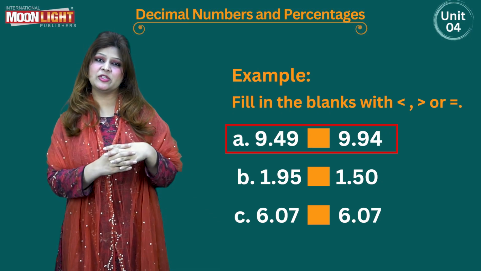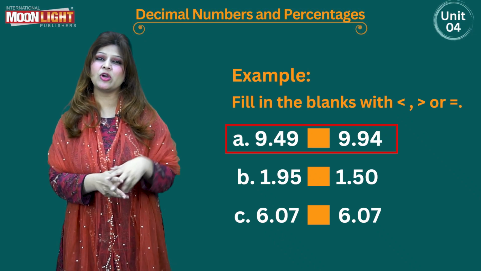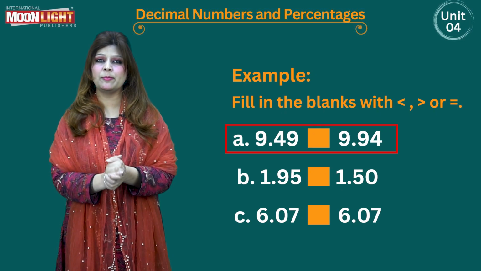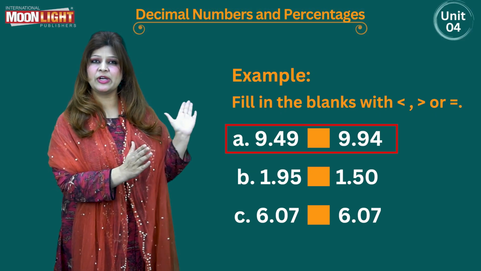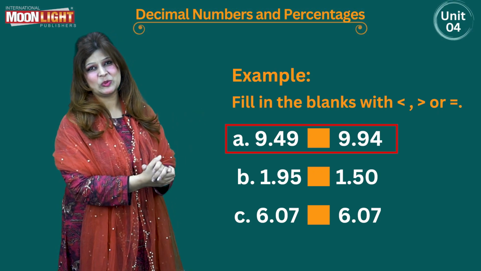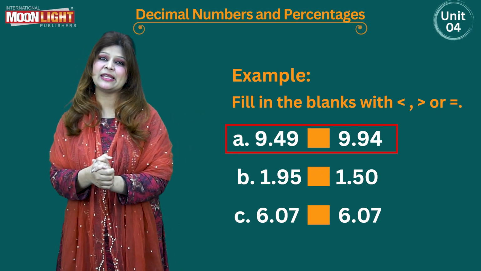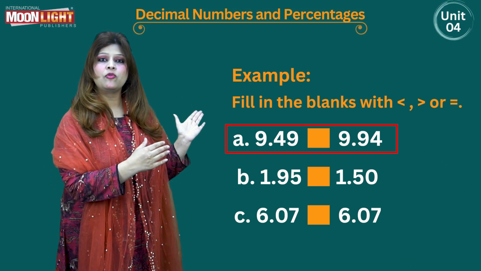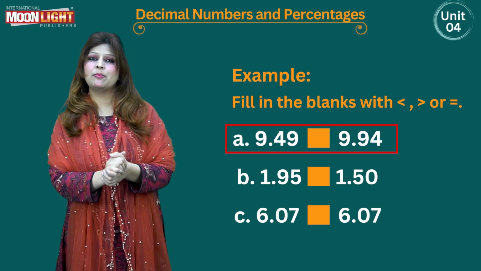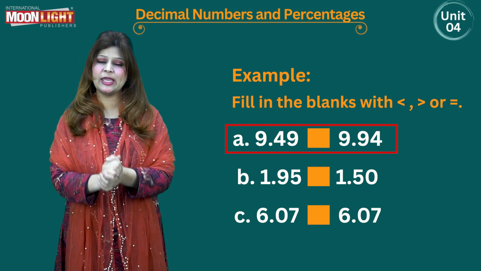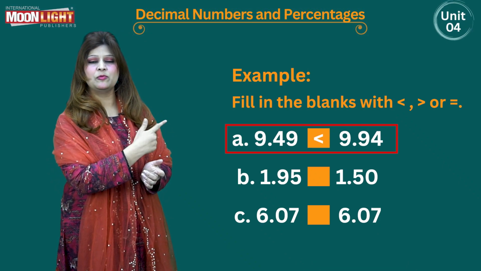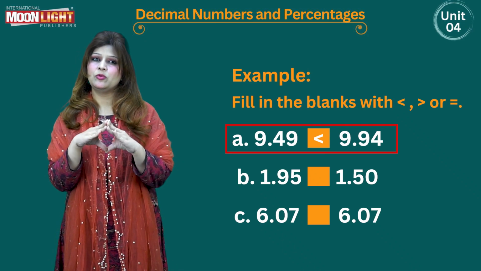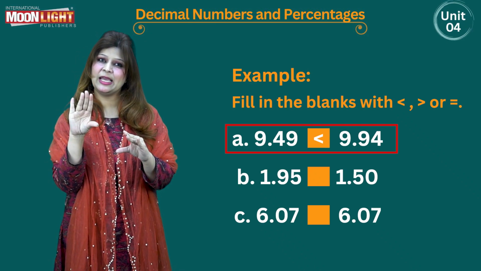You already know which number we are going to compare first. Yes, moving from left hand side to right hand side, we compare ones first. The ones over here are both the same, so we move forward to the number at the tenths place. The tenths place over here is 4 and 9. You know that 4 is less than 9, so I can write this symbol, which is the less than symbol. The open mouth will be towards the number 9.94.